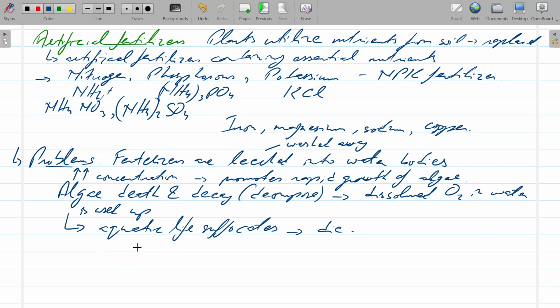This whole thing is called eutrophication. So that's about the artificial fertilizers.